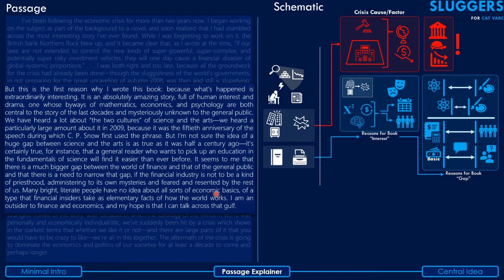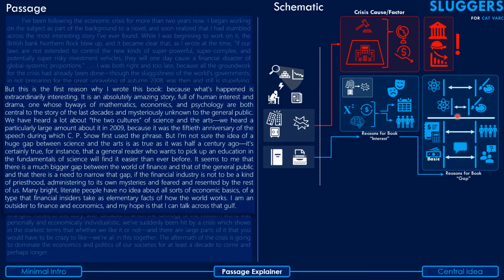Now, guys, it seems like the author has talked about a lot in this paragraph, but if you really look at it, he's basically just talked about two ideas. The first idea is that one of the reasons he has written the book is because he found the economic crisis by itself quite interesting. He says that it is an absolutely amazing story full of human interest and drama and so on and so forth. And then the second point he has mentioned in the paragraph overall is the gap between the general public and the world of finance and economics, right? He talks about his endeavor to narrow that gap, to make the otherwise generally literate public better acquainted with at least the basics of finance.